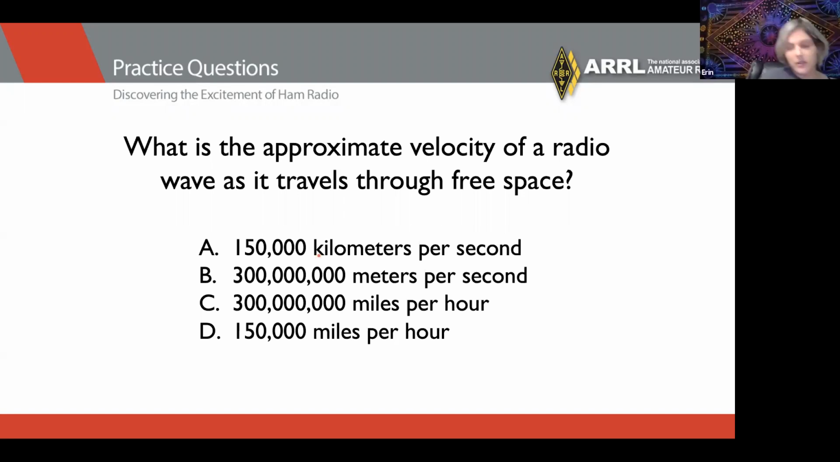Meters, per second. We never deal with miles when it comes to science. So it's 300 million meters per second. Again, they are throwing in the same number again, just to confuse you. But because we know it's never miles, we can eliminate 2 of these options right away. And then it's 150,000 kilometers per second or 300 million meters per second.